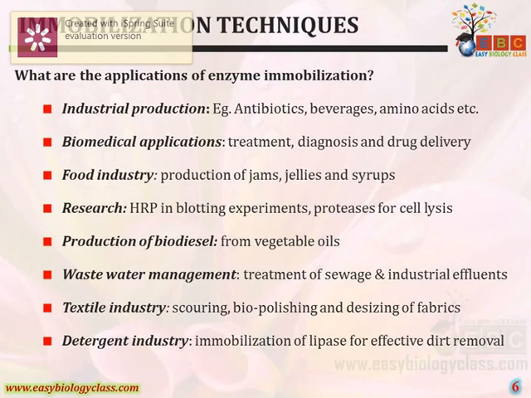Then proteases for cell lysis. If we want to extract DNA or RNA from cells, we need to break down some proteins of the cells, and after that we can isolate the DNA or RNA from the cells. So for making proteases, we need the enzyme immobilization technique. Then, production of biodiesel from vegetable oils. This process is carried out by the enzyme immobilization technique.